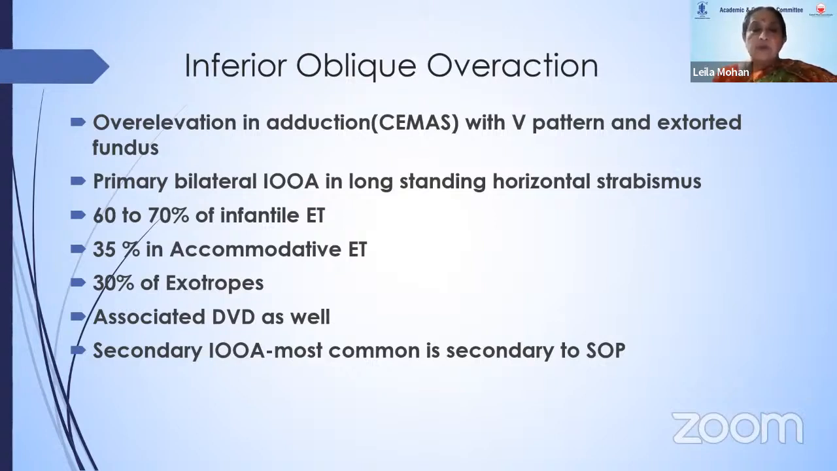And secondary inferior oblique overaction, the most common is secondary to superior oblique palsy on the same side, or contralateral superior rectus paralysis also it can occur.